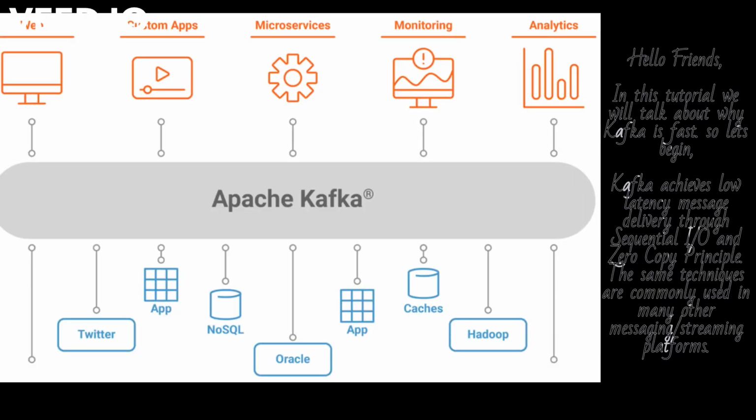Hello friends, in this tutorial we will talk about why Kafka is fast. So let's begin. Kafka achieves low latency message delivery through sequential input output and zero copy principle. The same techniques are commonly used in many other messaging streaming platforms.